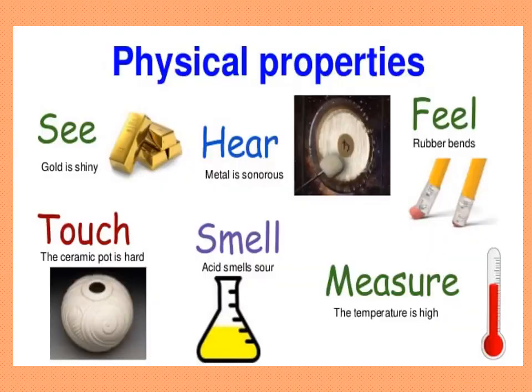Here I have attached a slide that shows some of the physical properties. Gold is shiny, metal is sonorous when you hear it, rubber can bend when you feel it, the ceramic part is hard when you touch it, you can smell the acid, it is sour, and you can measure something, like temperature is high or low.